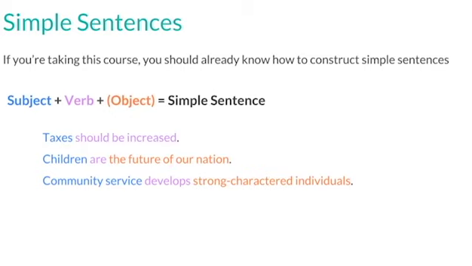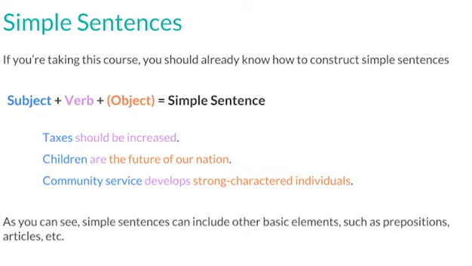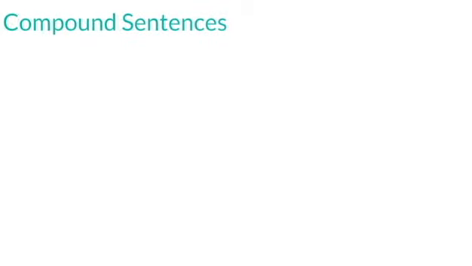I want you to notice that objects are optional. They don't have to be there for a simple sentence. But if you would like to add an object, you can do that as well. You'll also notice that simple sentences can include other basic elements, such as prepositions, articles, and so on. Now let's move on to the compound sentences.